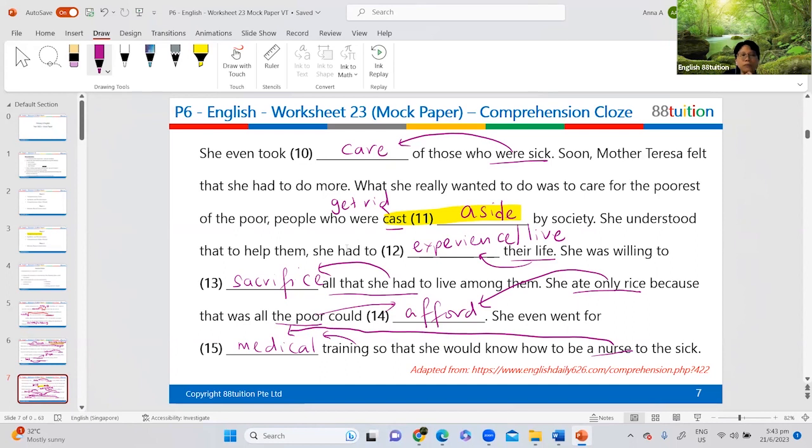She understood that to help them, she had to experience or live their life. Anything else or not? Okay, she had to experience their life. So you can draw your arrow over here. Okay, she was willing to sacrifice all she had. Right? Any other answers besides sacrifice?